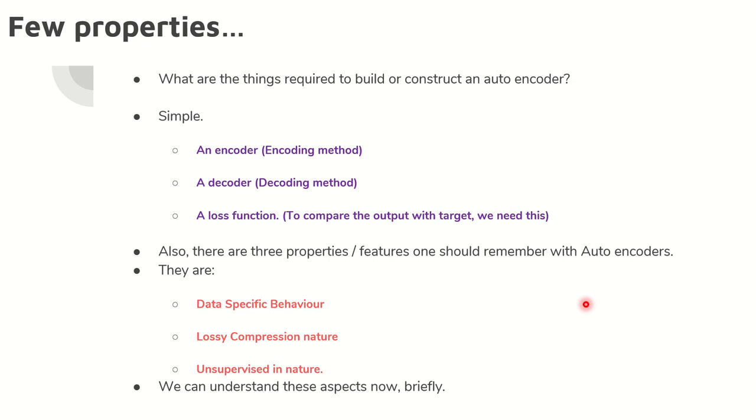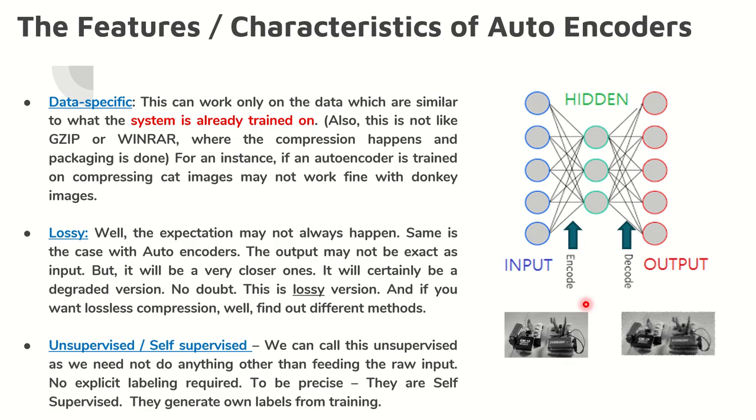What are all the things that are required to build an autoencoder? An encoder, which is going to do the encoding, a decoder, which is going to do the decoding, and a loss function. To compare the output with the target, we need this loss function. And remember, there are 3 very important features or characteristics that are normally attached to autoencoders. They are, first, data specific behavior, second, the lossy compression nature, third, unsupervised nature. So what are they? We need to learn it.